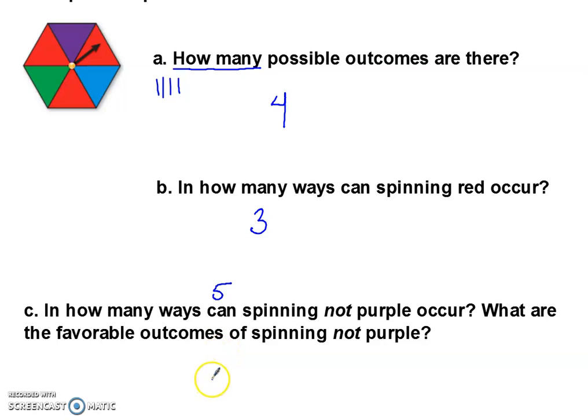What are the favorable outcomes of spinning not purple? So I don't want to spin purple. Purple is really bad for me. I want to spin any other color. How many ways can I spin not purple? Well, it's all the other wedges. What are the favorable outcomes? So what are the other colors? Red, green, or blue? Those would be good colors for me if I don't want purple.